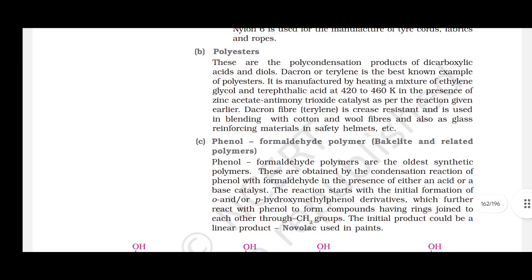Okay, polyesters. These are the polycondensation products of dicarboxylic acids and diols. Dacron or terylene is the best known example of polyesters. It is manufactured by heating a mixture of ethylene glycol and terephthalic acid at 420 to 460 Kelvin in the presence of zinc acetate antimony trioxide catalyst, as per the reaction given earlier. Dacron fiber terylene is crease resistant and is used in blending with cotton and wool fibers and also as glass reinforcing materials in safety helmets.